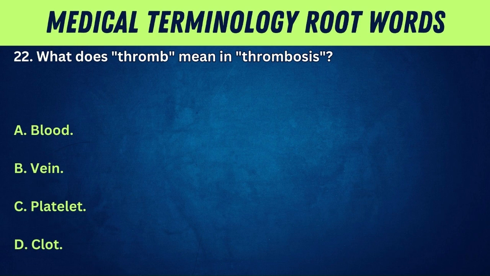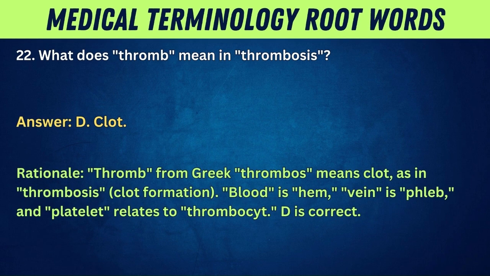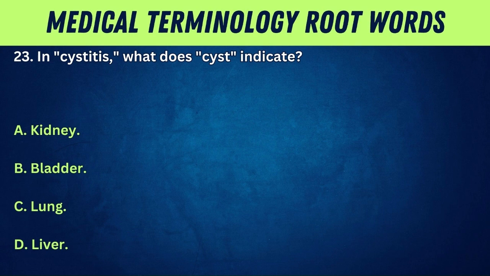22. What does throm mean in thrombosis? A. Blood. B. Vein. C. Platelet. D. Clot. Answer: D. Clot. Rationale: throm from Greek thrombos means clot, as in thrombosis, clot formation. Blood is hem, vein is phleb, and platelet relates to thrombocyte. D is correct.